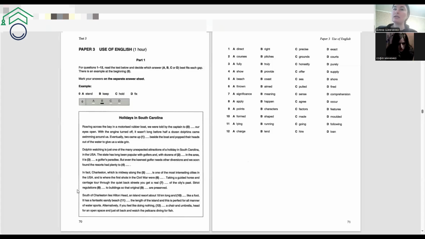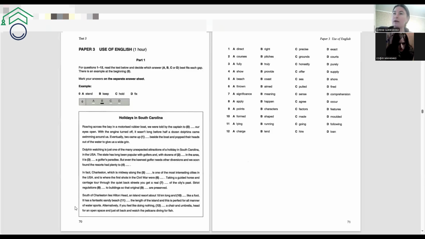Good. And let's take the last passage in the text. South of Charleston lies Hilton Head, an island resort about 18 kilometers long and shaped like a foot. It has a fantastic sandy beach, the length of the island, and this is perfect for all manner of water sports. Alternatively, if you feel like doing nothing, hire a chair and umbrella, head for an open space and just sit back and watch the pelicans diving for the fish.